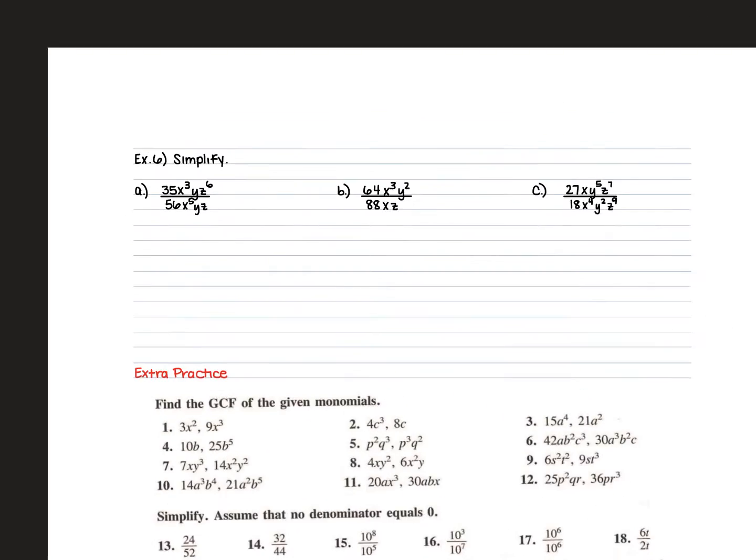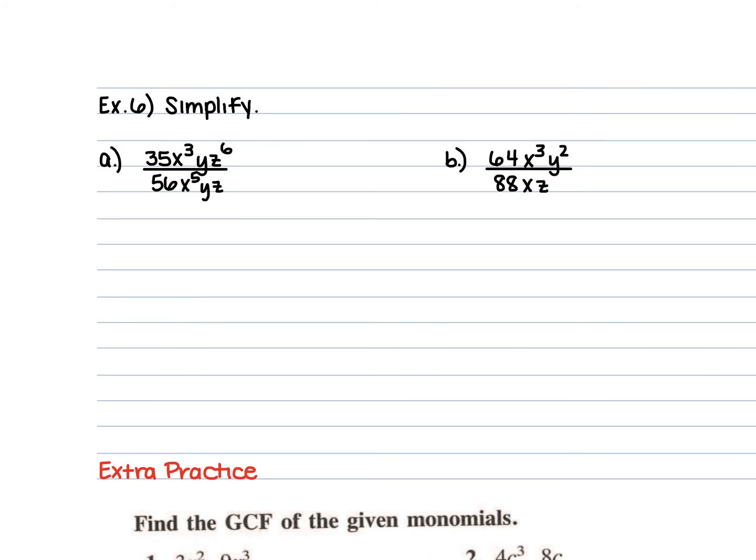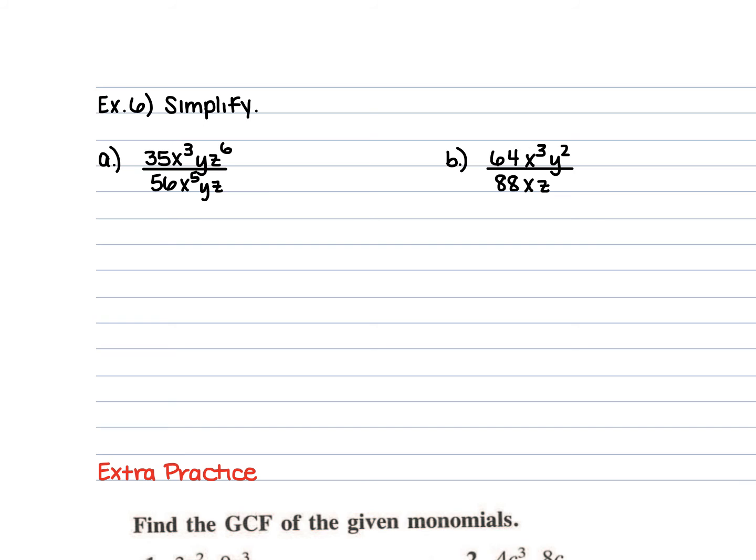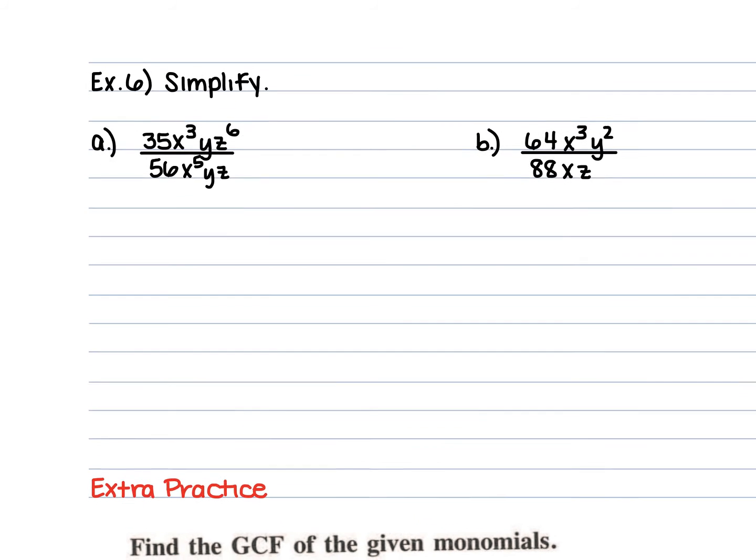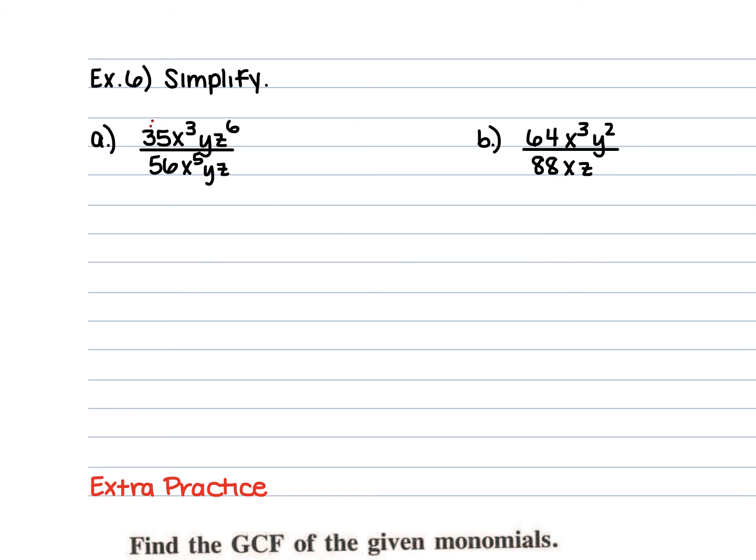For our last set of examples, we are just simplifying these fractions. For example, 6a, we have 35x to the third power, y, z to the sixth power, all over 56x to the fifth power, y, z. With both of this 35 and this 56, you can divide them both by 7. So if we divide both of these by 7, we have 5 and we have 8. For your x, here, let's do this a different way. It's going to say 5 over 8.